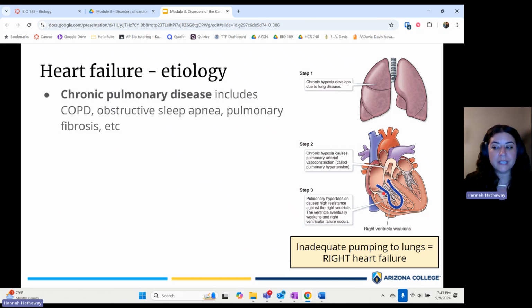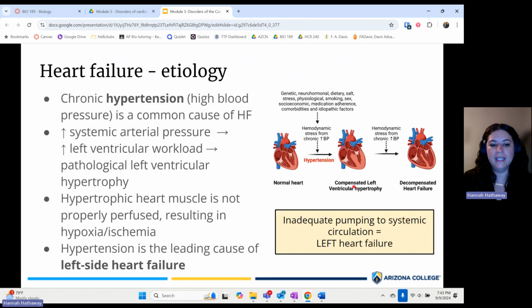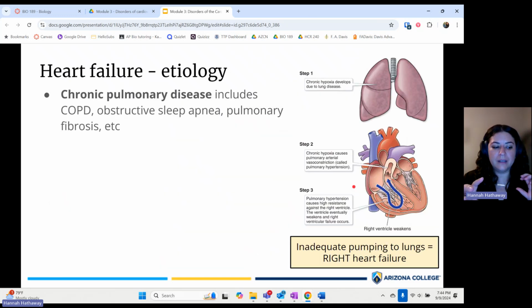So one of the most common causes of right heart failure, kind of similar to if we go back here when we're talking about hypertension in the periphery causing left side heart failure. If the heart is having to work really hard against the pulmonary circulation, so if there's pulmonary hypertension, that can cause right side heart failure.